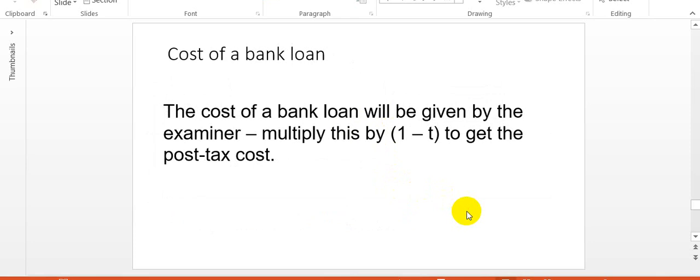Some questions may also give you a loan, so you may be required to compute the cost of bank loan. The cost of bank loan will be given by the examiner, but all you simply need to do is multiply the cost given in the question by 1 minus t, so that you get rid of the tax to leave you with the post-tax cost of bank loan.